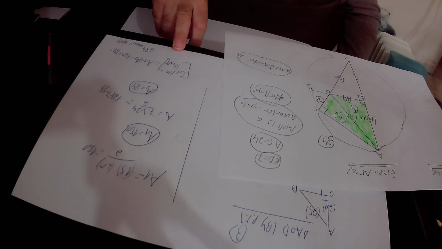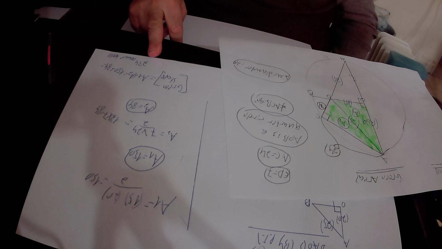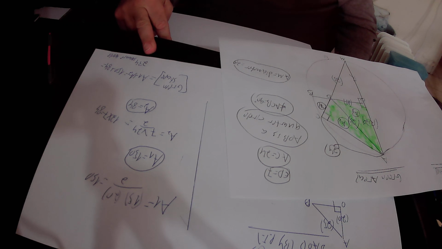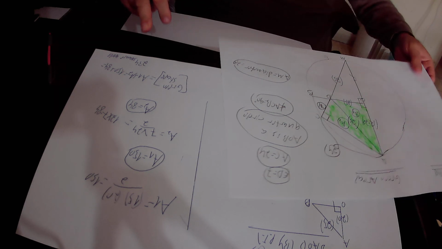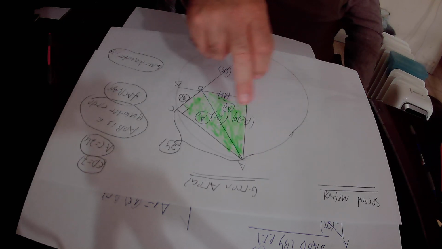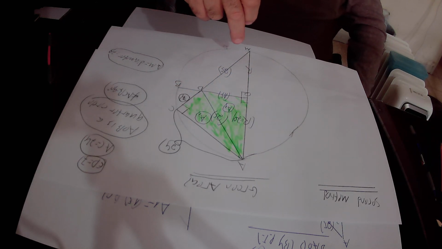So the area of the green shape equals A1 plus A2. A1 is 150 and A2 is 84. So in total, the area of the green shape equals 150 plus 84, that is 234 square units. Again, I repeat that the area of this green shape equals 234 square units.